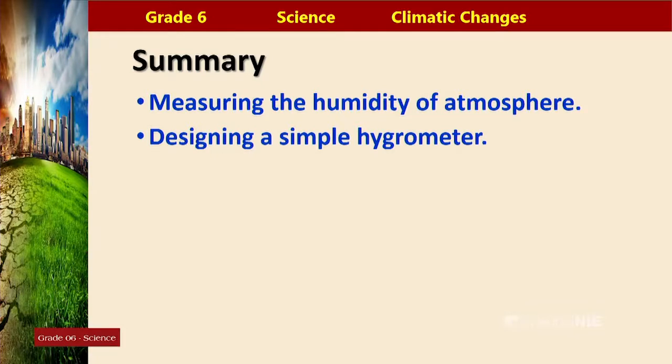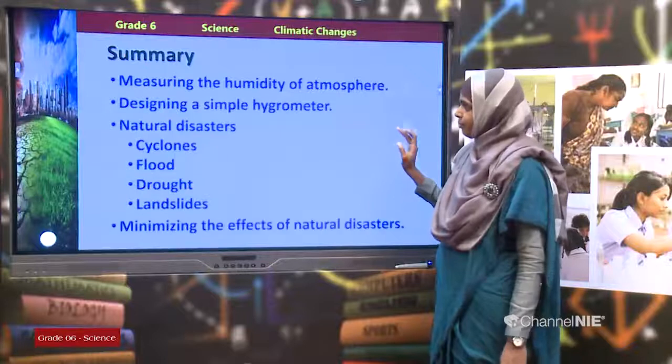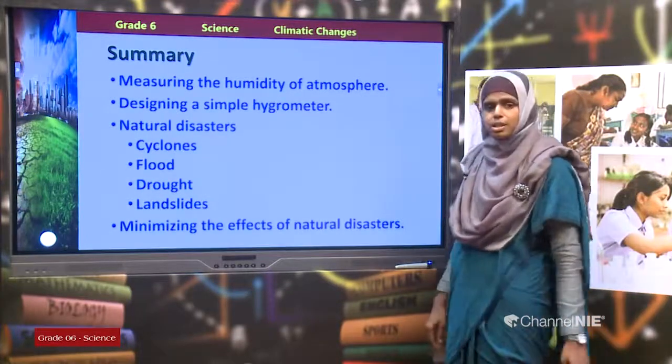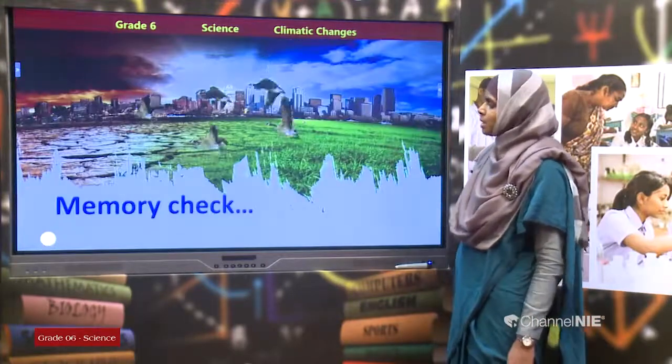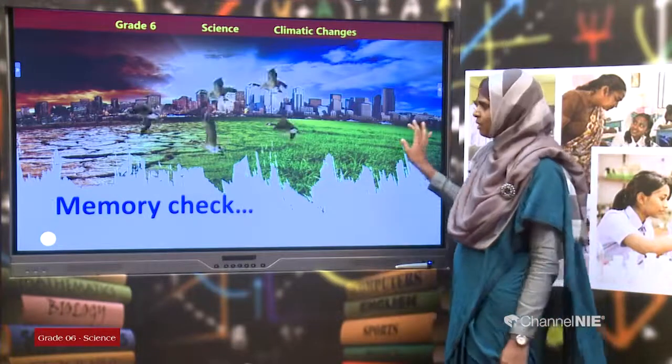Thereafter, we started with natural disasters, children. What were the natural disasters we discussed in today's lesson? Yes, children, cyclones, flood, drought as well as landslides. And we said that we can't avoid these natural disasters, but what we can do is to minimize these natural disasters. Let's see if you can remember what you have learned, children.